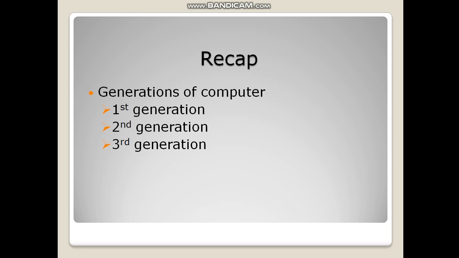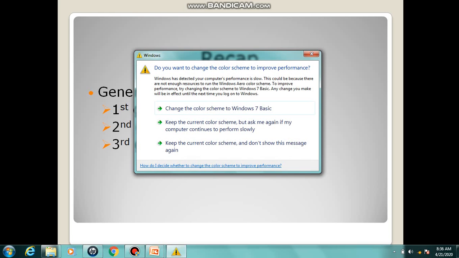In the first generation, vacuum tubes were used, and these computers were huge in size and very expensive. Second generation computers used transistors, and they were large in size but smaller as compared to first generation computers. Third generation computers used IC chips, and these computers are smaller and cheaper as compared to first and second generation computers.